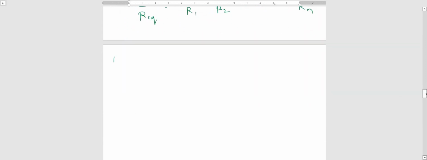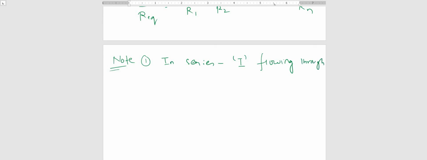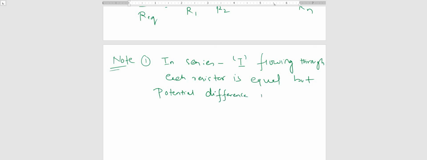So একটা point note করবে. Number 1, যখন রেজিস্টর গুলো সিরিজ আর প্যারালালে কানেক্ট করা যায়, ওকে, ইন সিরিজ যখন সিরিজে কানেক্ট করা হয়, current, okay, I, that is current flowing through each resistor is equal. Okay, but potential difference across each resistor is different.